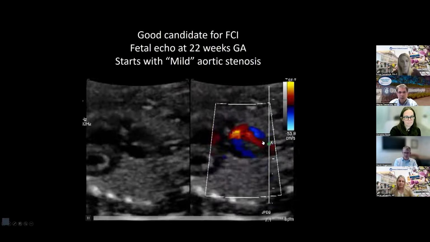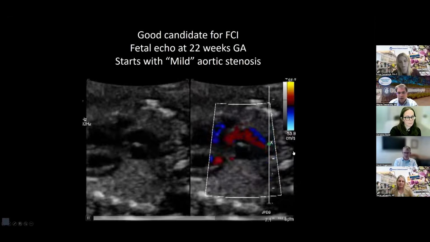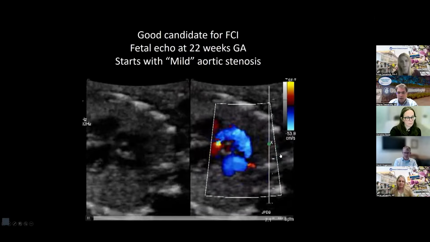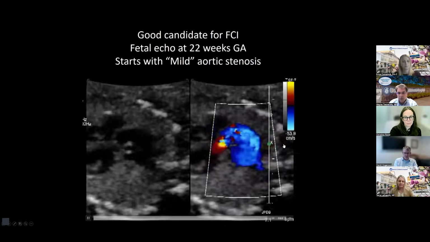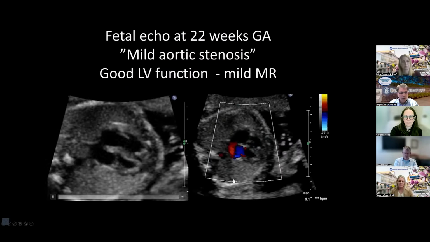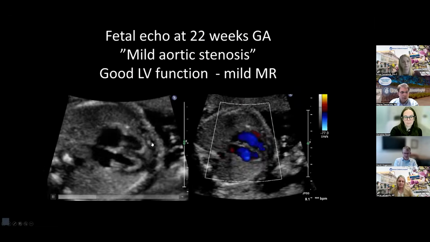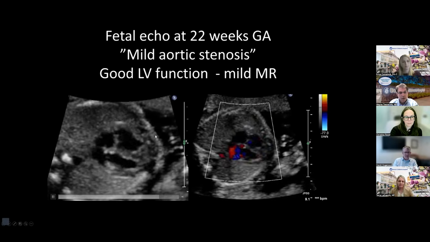So here we see a patient that was first seen at 22 weeks at another institution. And they called us and said, what do you think of this? And I said, well, at this point, you can see there is mild aortic stenosis. You can see this disturbed flow across the aortic valve here. But at this point, the four-chamber view, and those of you that have had a fetal echo know they show you the four chambers, and you can see that this still looks pretty normal.